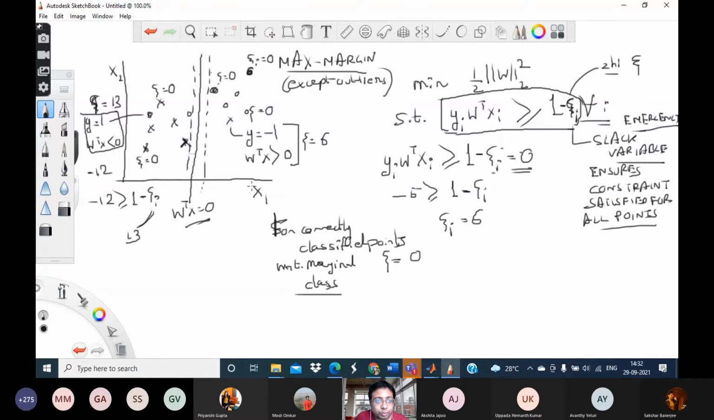Now let us consider those points which are misclassified using the optimal classifier. For such points, as we saw, xi must take a value greater than 1, right? Because this side is negative.